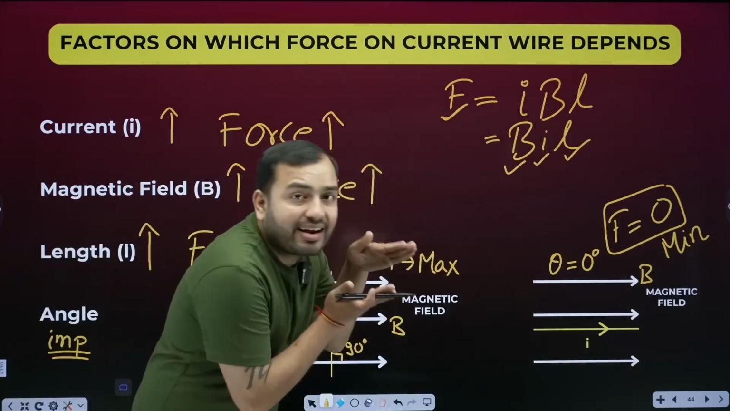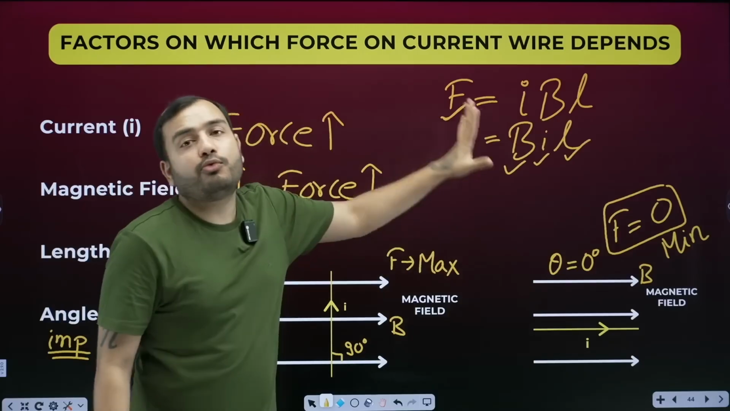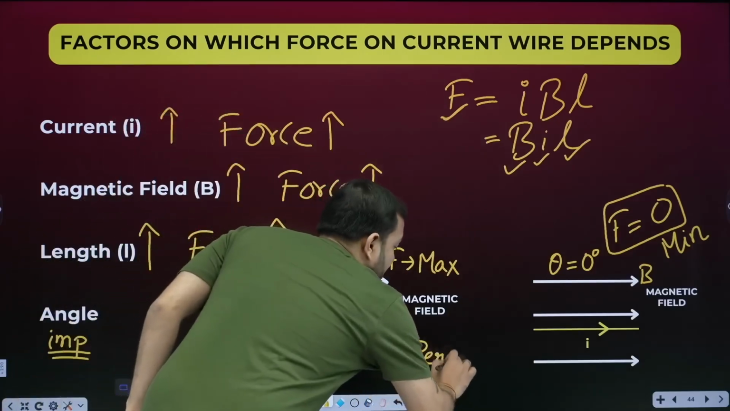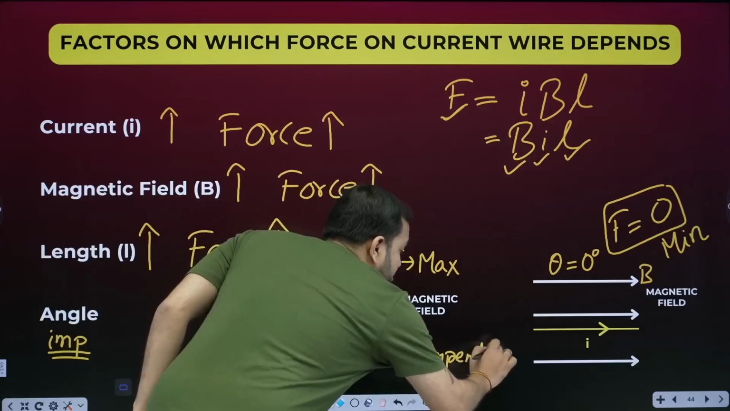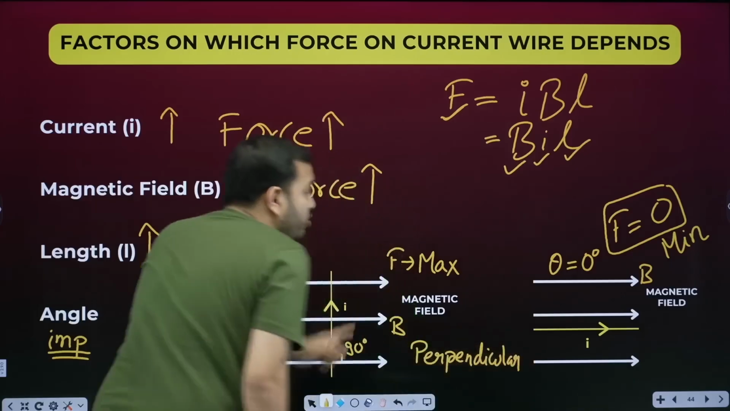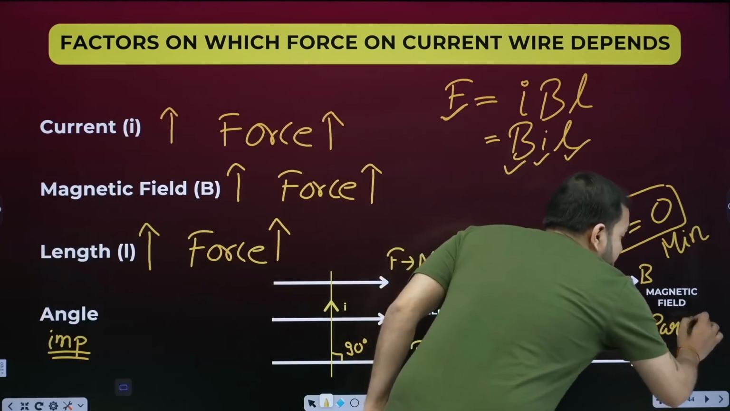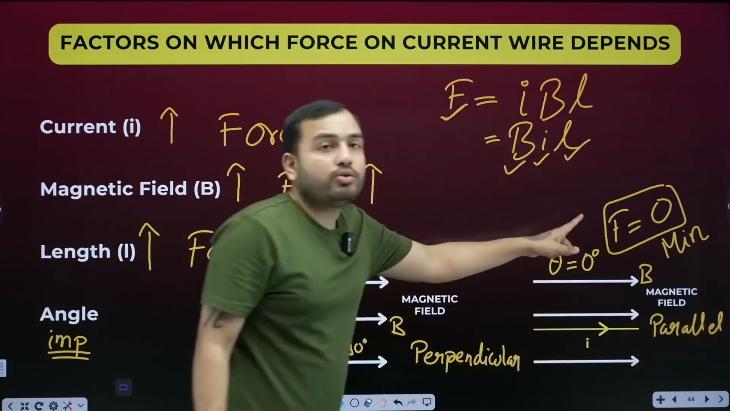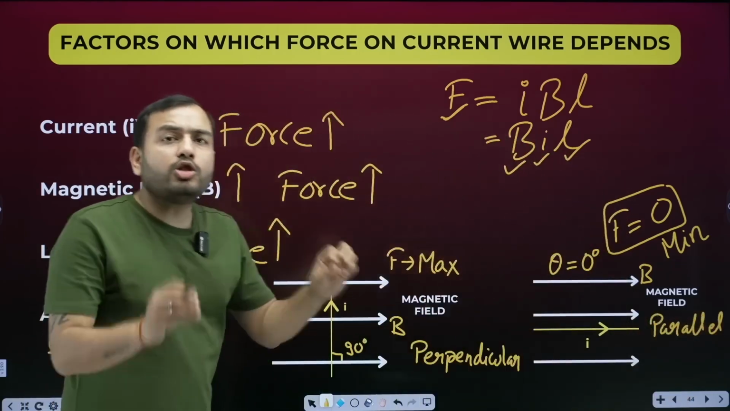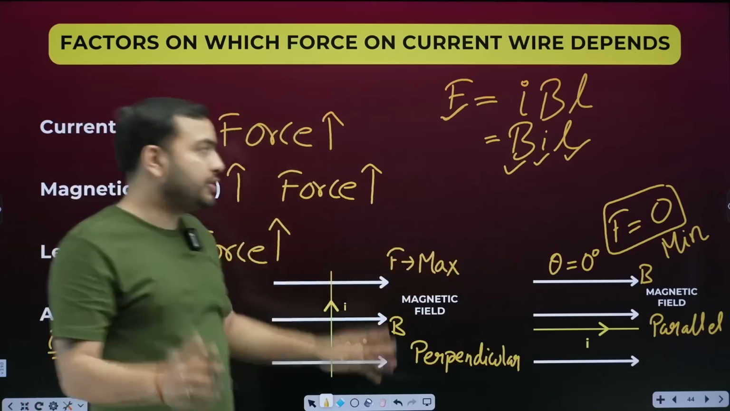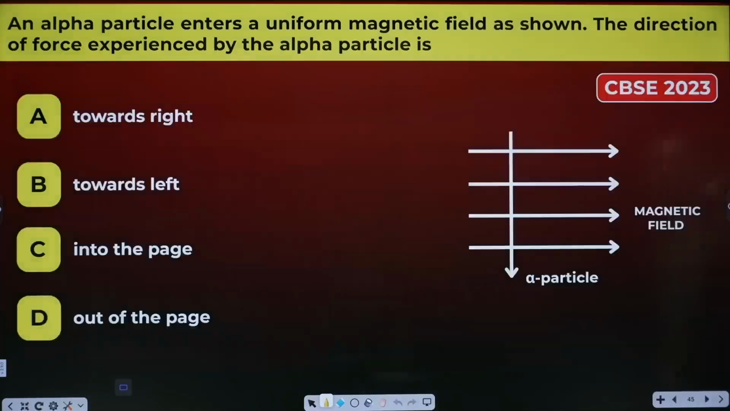And when you place it parallel at 0 degree, then there is no force. When you place it perpendicular, here at 90 degree, then maximum force. But if you place the wire parallel to the magnetic field, then 0 force. And if you place it at some other angle, then the force is in between. Here it is the least, here the most, and in between at some other angle. Is it clear? Come on, let's move forward.